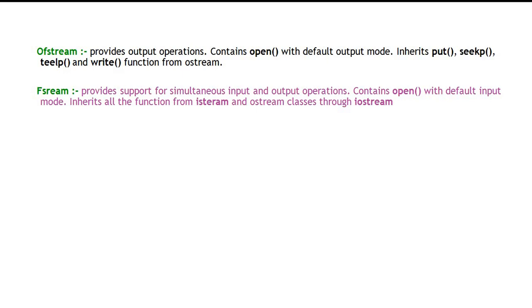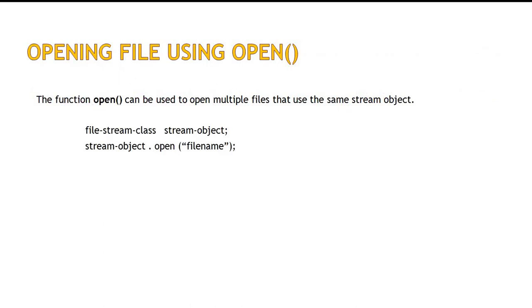Output file stream provides output operations and contains the open method with a default output mode. It inherits put, seek, delete and write functions from output stream. File stream provides support for simultaneous input and output operations and contains the open method with a default input mode. It inherits all the functions from input stream and output stream classes through input-output stream.